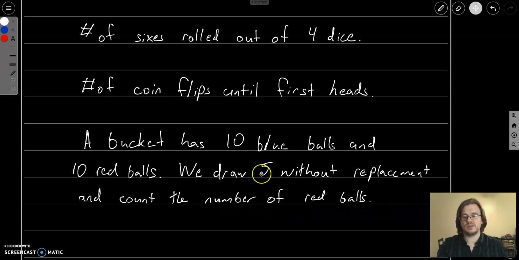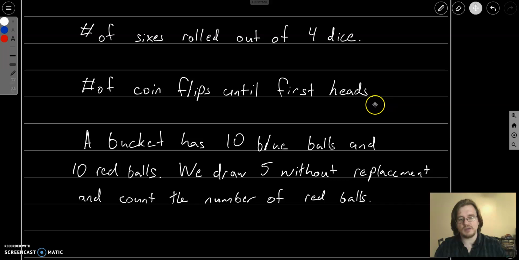Okay, so here we have a fixed number of trials. We're only drawing 5 balls, but each time we draw a ball, we change the balls that are left inside of the bucket. So if you draw a red ball out, now there are fewer red balls in the bucket, which changes the probability at each stage. So the individual trials are not independent and the probabilities change. So this is not a binomial distribution. The probabilities are not constant.